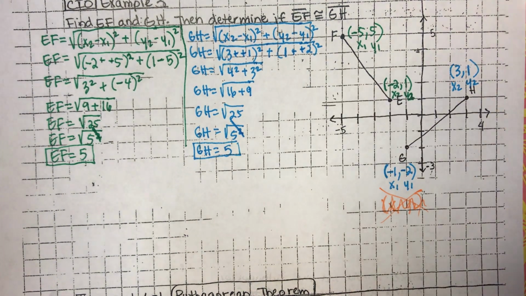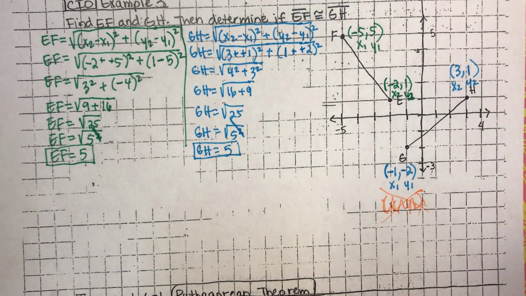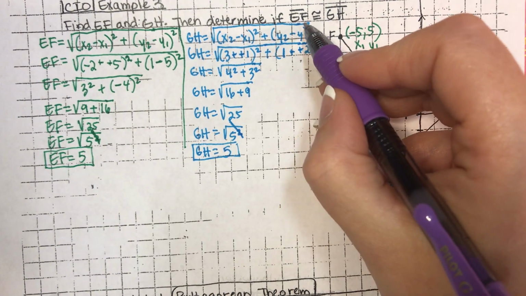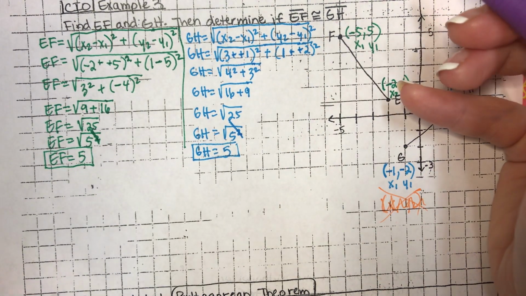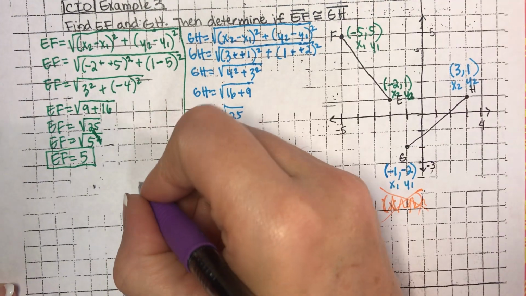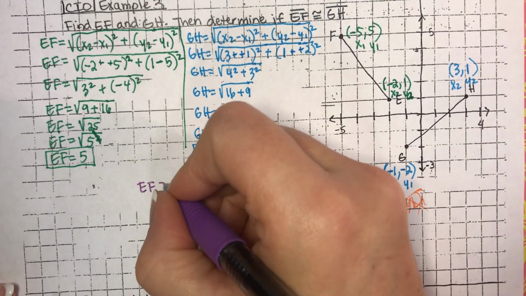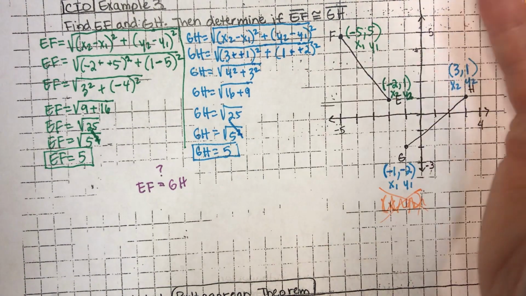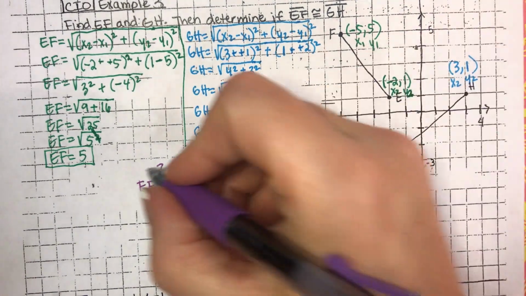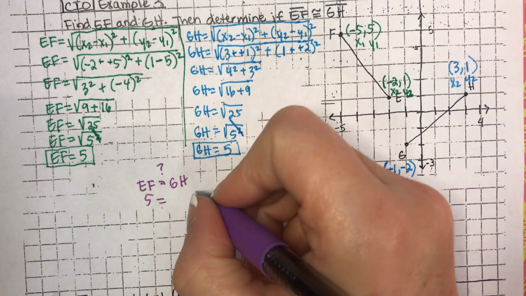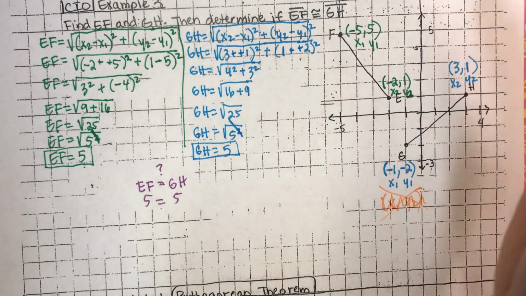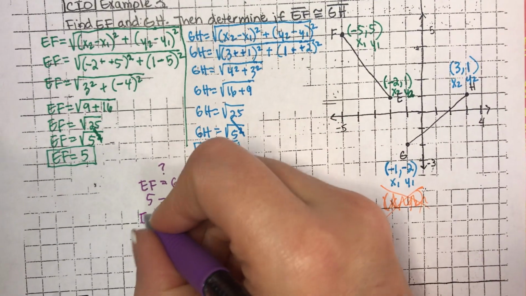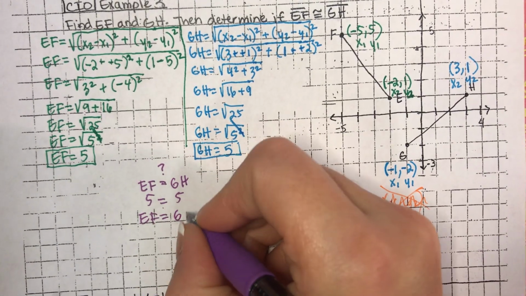Boom. So the question is, they want to know, determine if the line segment EF is congruent to GH. So is EF equal to GH? That is the question. Let's go ahead. We have EF is 5, which is equal to GH, which is 5, which means yes. EF is equal to GH.